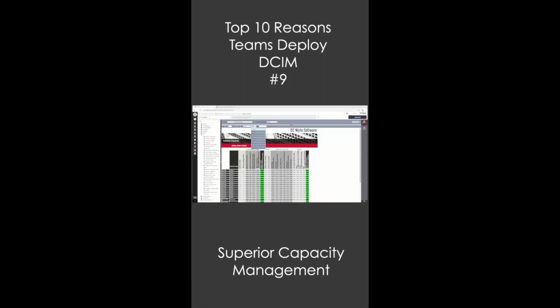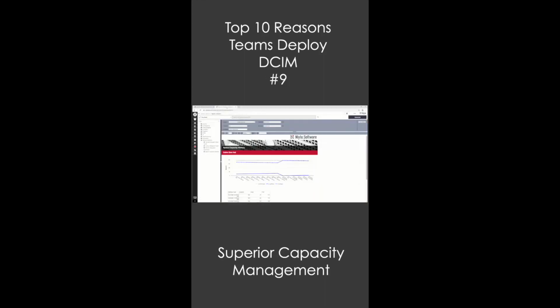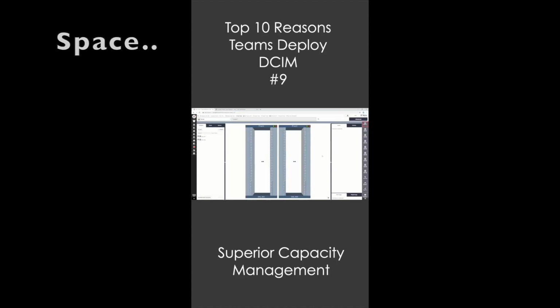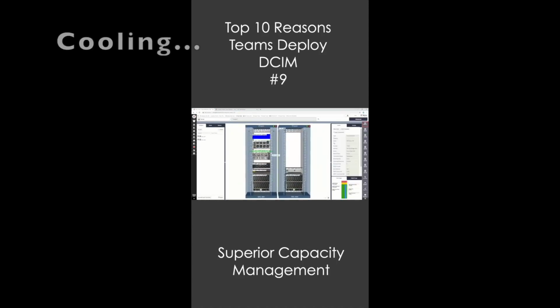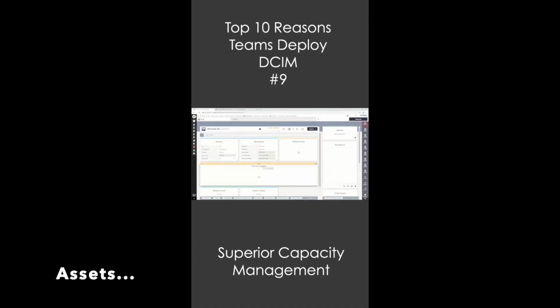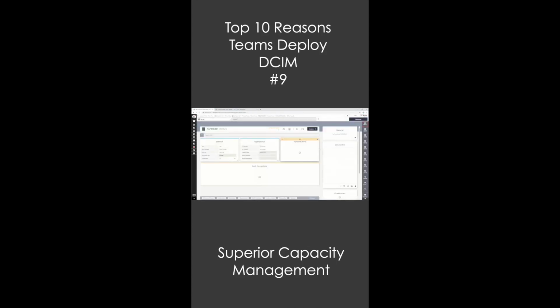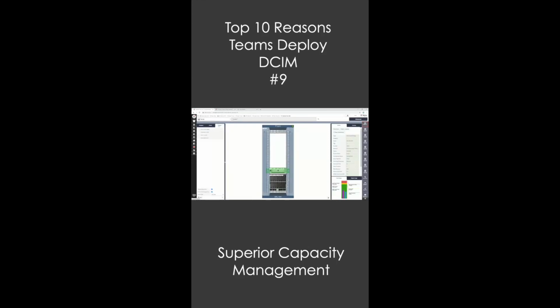The next reason we're going to highlight why teams use DCIM is capacity management. They want to understand and optimize how they're using space, energy, cooling, and asset utilization, with the benefits of identifying current usage and future needs. They want to balance resources across the entire computing infrastructure, be able to make strategic decisions on current and future placement of applications. And ultimately, they don't want to run out of capacity.